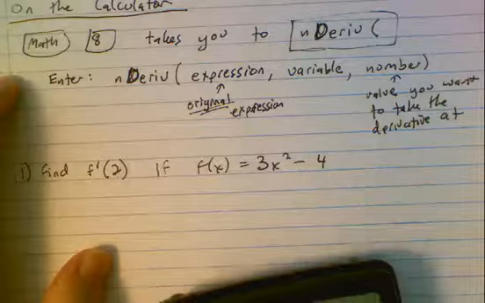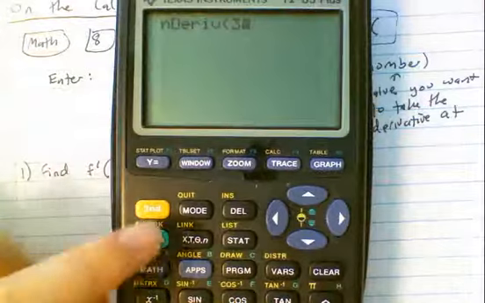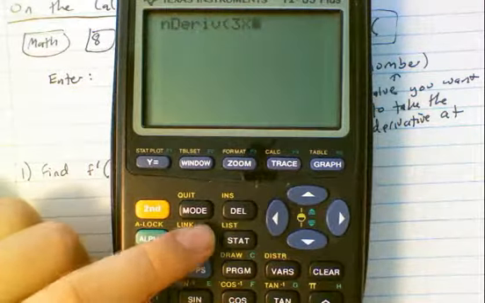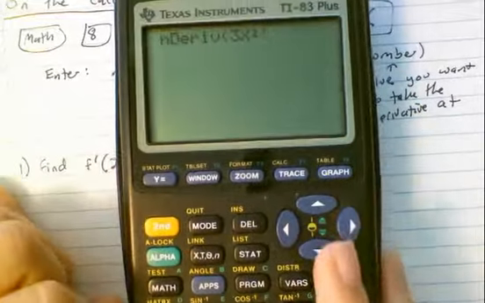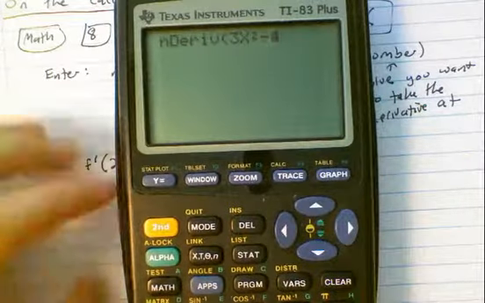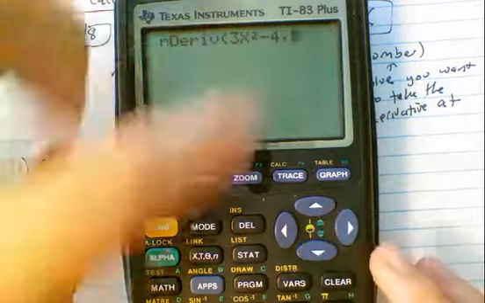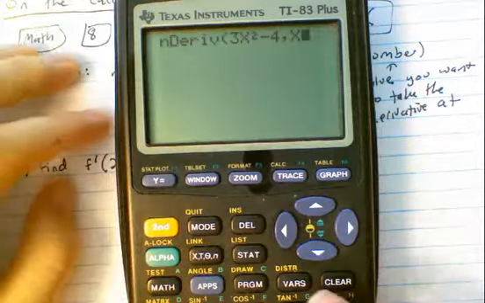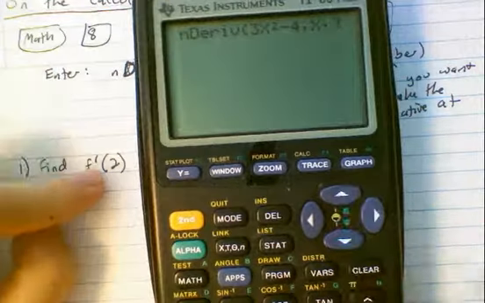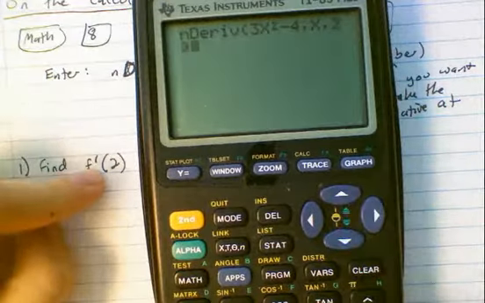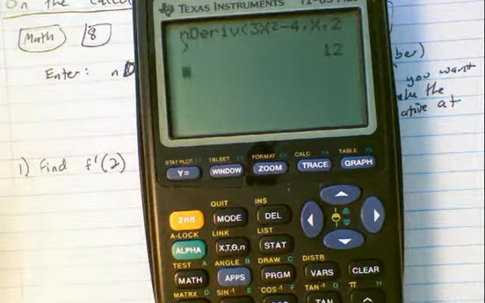So the function that I want to put in is 3x squared minus 4. So I'm going to type in 3, then my x is right here, squared is right over here, minus 4, comma. I'm going to put in my variable, which was x, comma, the number I want to evaluate it at. I wanted to find f prime of 2, so I'm just going to put in 2 right there and close the parentheses. Then when I do that, voila, I get 12.